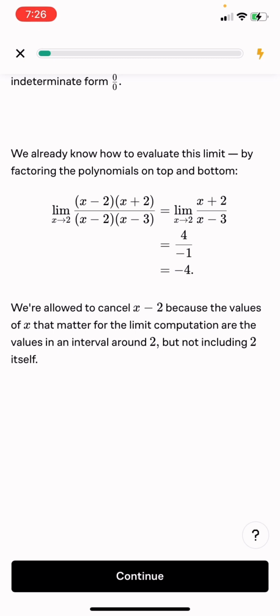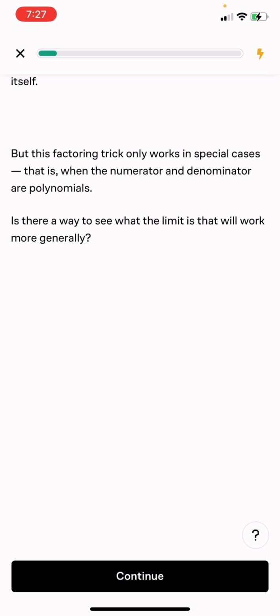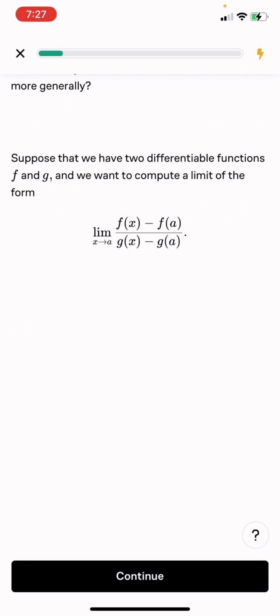Computing those. That's it. We're allowed to cancel x minus 2 because the values of x that matter for the limit computation are the values in the interval around 2 but not including 2 itself. But this factoring trick only works in special cases, that is, when the numerator and denominator are polynomials. Is there a way to see what the limit is that will work more generally?